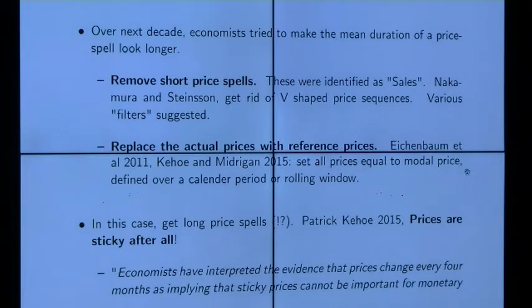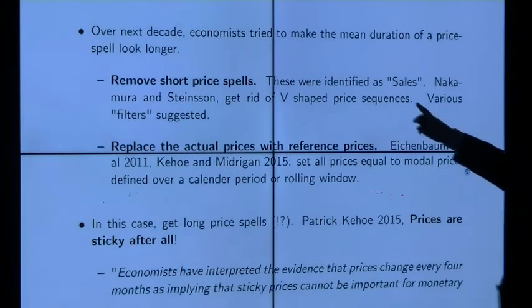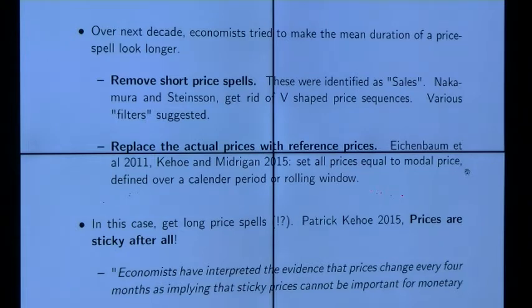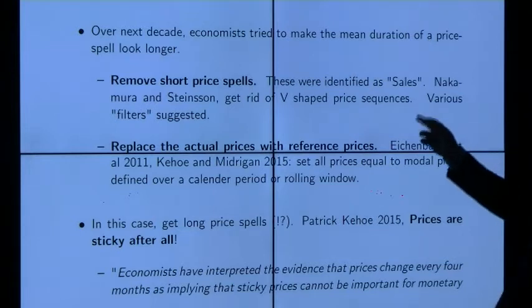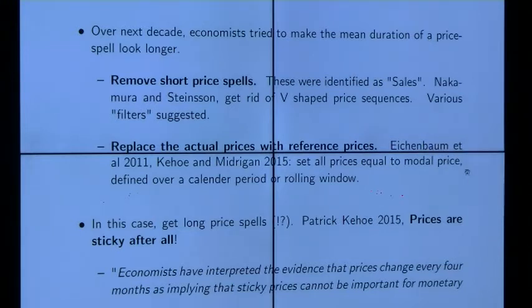And how can you get rid of short price spells? Well, the most important one is to get rid of sales. A sale, or promotion, is what happens when a price is put on and you reduce the price. And these are often quite short. So you'll have a promotion that will only last 1 month or maybe 2 months. There are a variety of ways of doing this, but that's the idea. You can remove short price spells which you identify as sales. That will certainly increase the average.